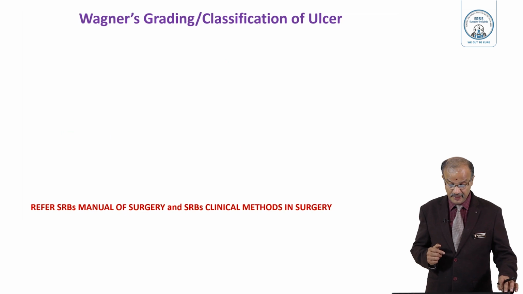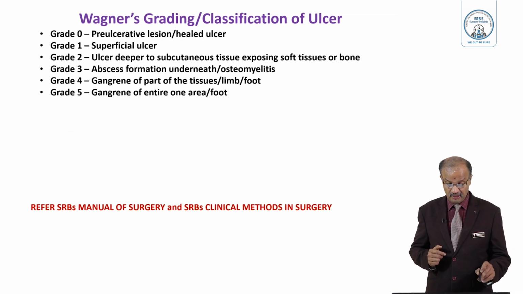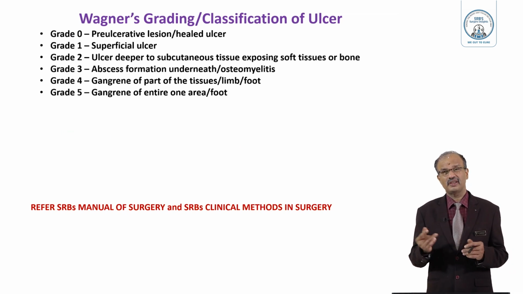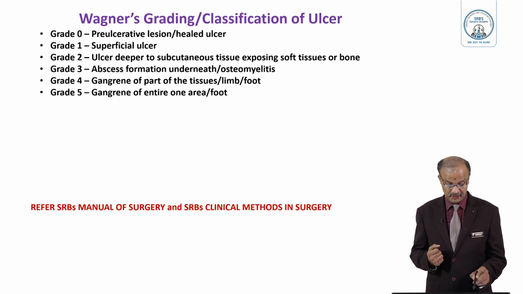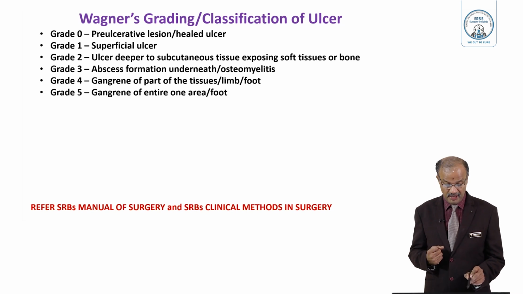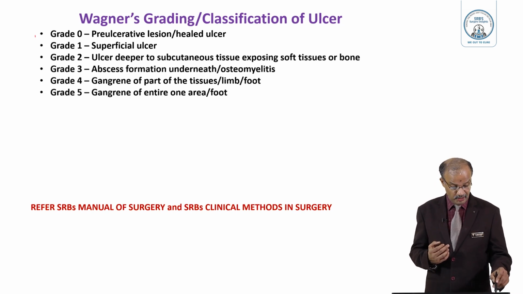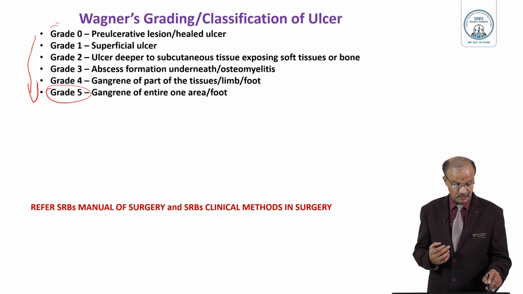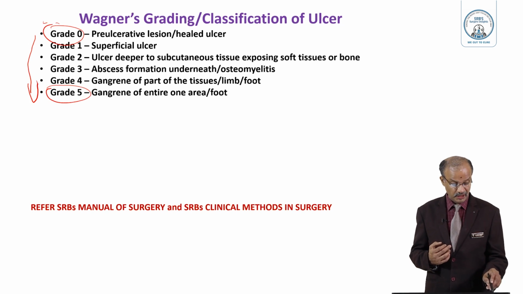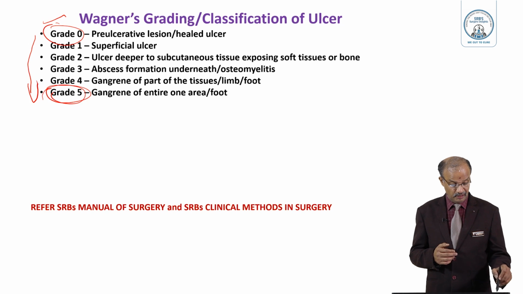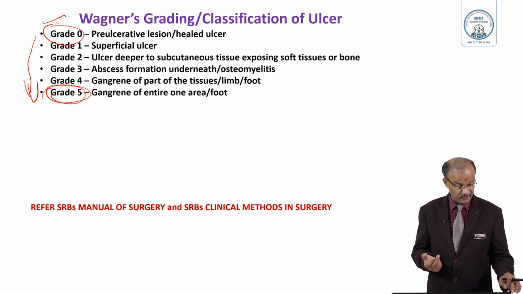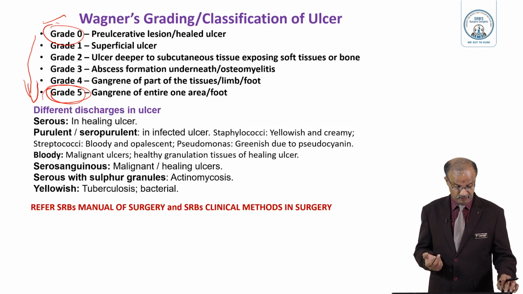So this is another grading for classic ulcer, mainly used for trophic ulcers, diabetic ulcers and other ulcers. Grades: pre-ulcerative, healed ulcer, superficial ulcer, deep ulcer involving subcutaneous tissue, bone, abscess formation, osteomyelitis, going deeper. From above downward it becomes worse. This is fair, this is very severe. This is easy to treat, this one is very, very difficult to treat and often ends in amputation. So as the grade increases, aggression increases. That is the exact meaning.